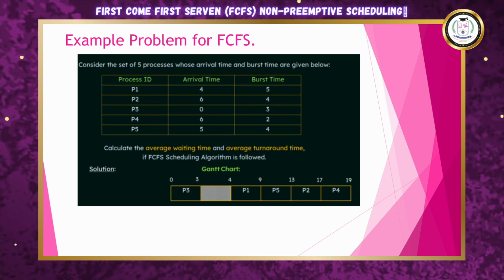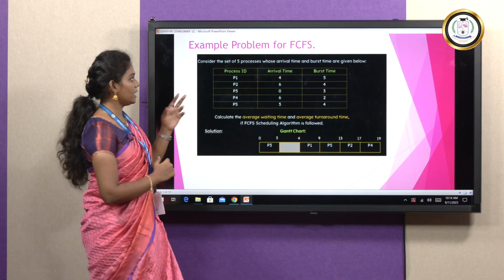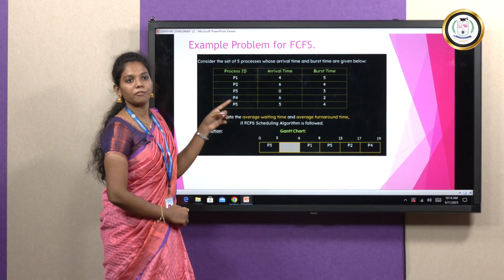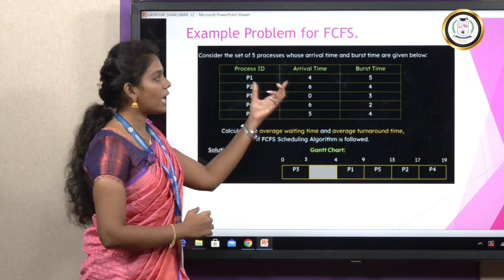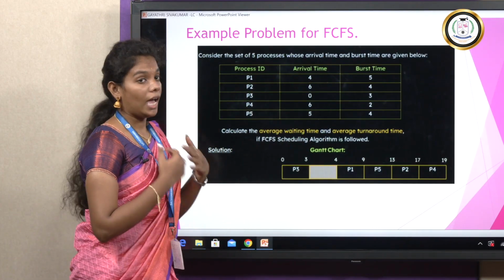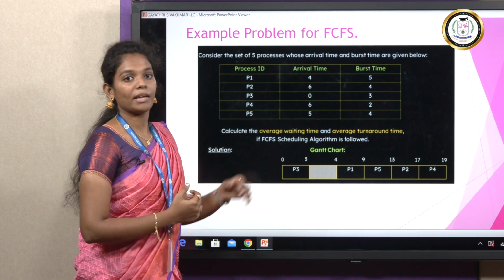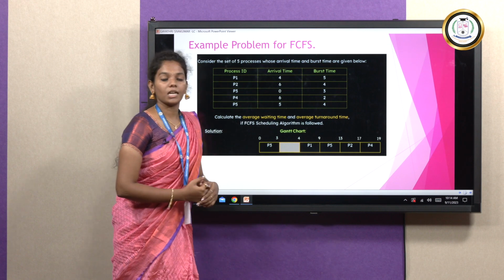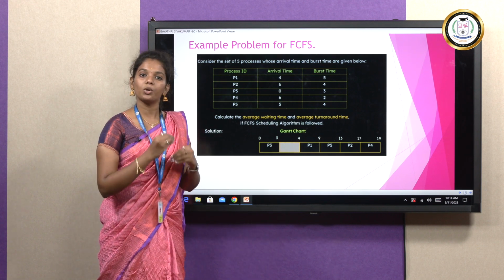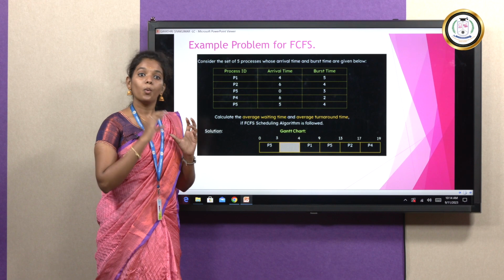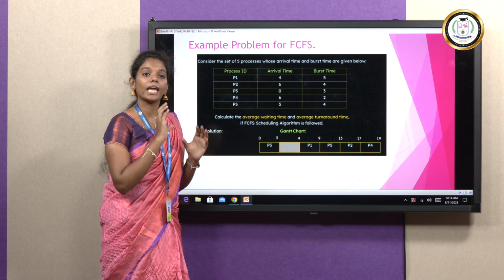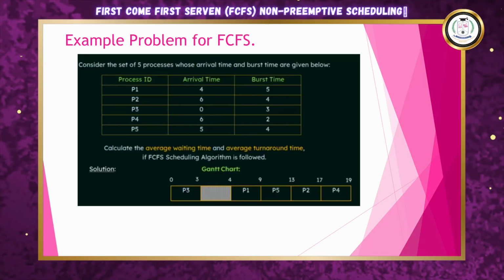Now we are going to solve an example problem related to FCFS. Consider 5 processes P1, P2, P3, P4 and P5, whose arrival time and burst time are given, and I need to calculate the average waiting time and the average turnaround time. This is my Gantt chart. A Gantt chart is a pictorial representation that shows when a process enters the CPU and when it completes execution.